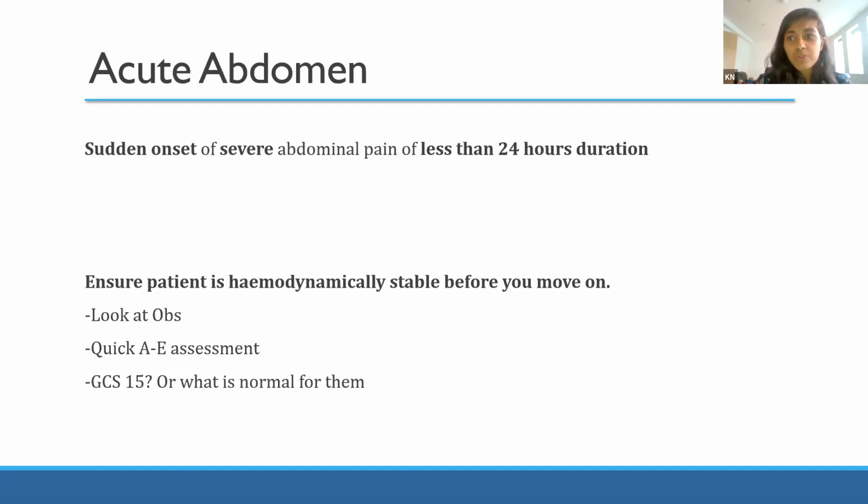And again, all of these things will inform how rapidly you want to assess them, how urgently you want to get tests done, how much you want to push for senior involvement. And it all allows you to prioritize how you want to manage your patient.